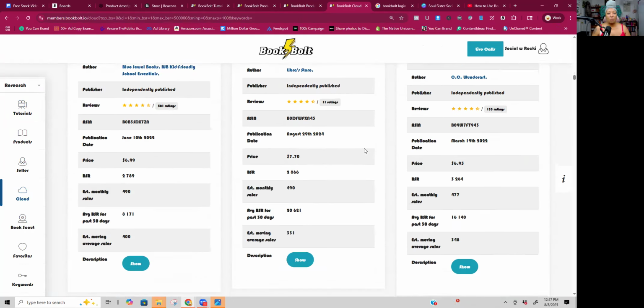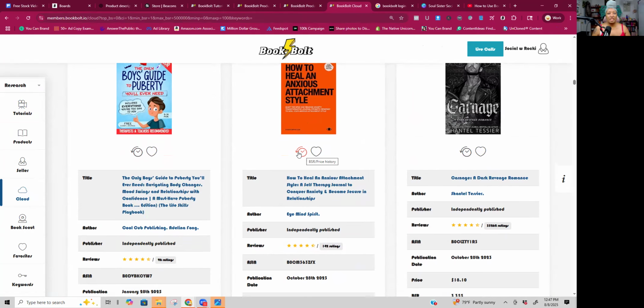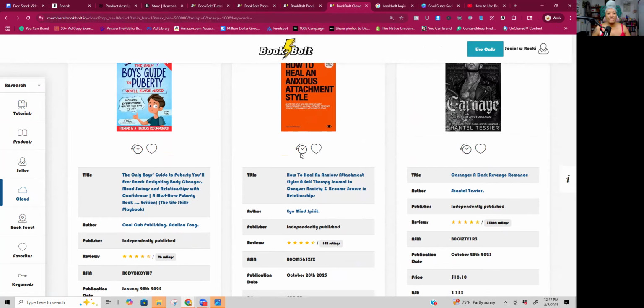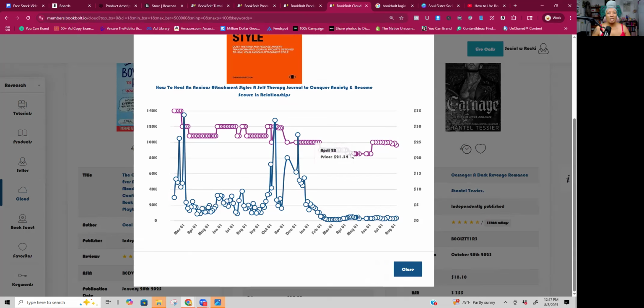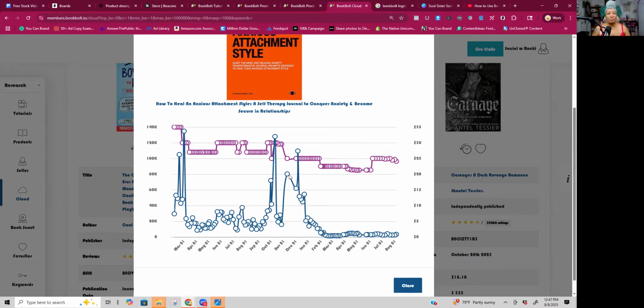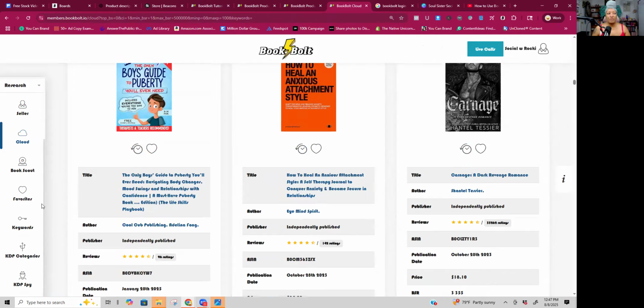So once again, you can see, I have an anxious attachment book, how to heal an anxious attachment. And if you click on this little clock right here, it says price history. So if somebody were to lower or raise their prices, you can see that as well, which I think is pretty cool. And this also can be based off of Amazon KDP as well. All righty, so that's the cloud, even more research.